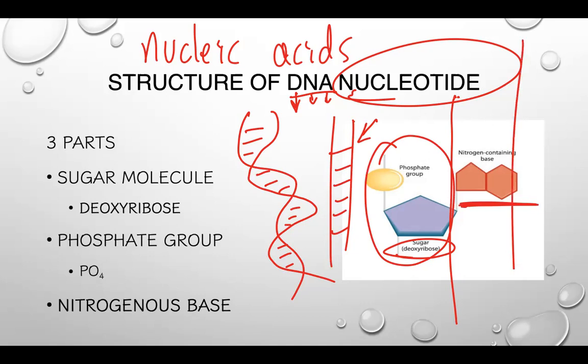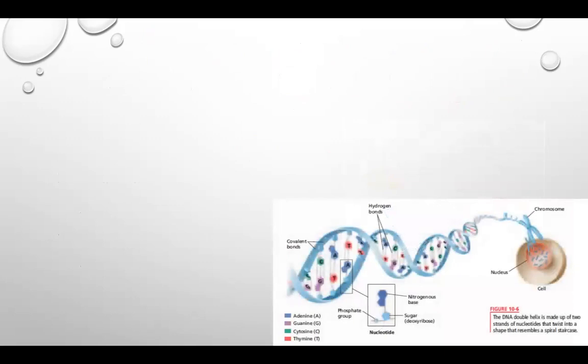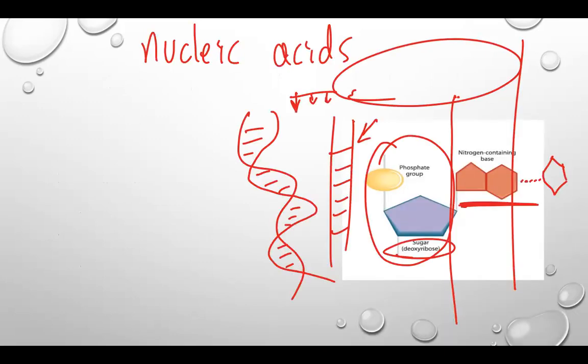Now this would be half of the ladder, and then you'd have a hydrogen bond here, and you'd have another base on the other side. And then attached to that, you would have your sugar. And then your phosphate.